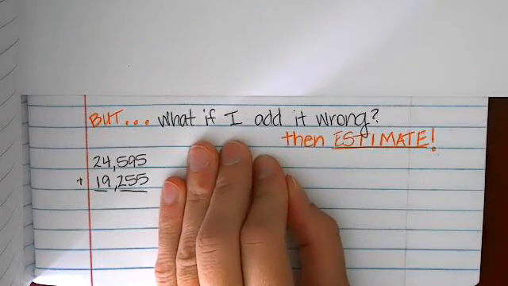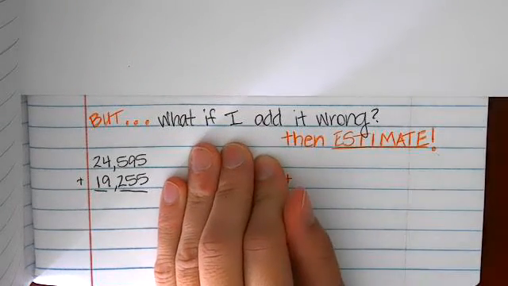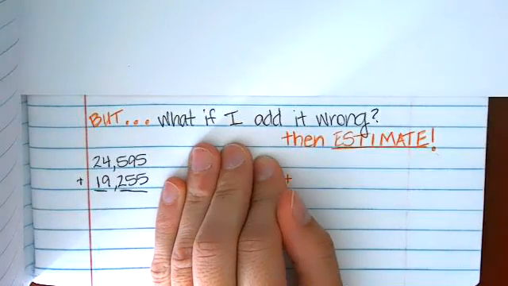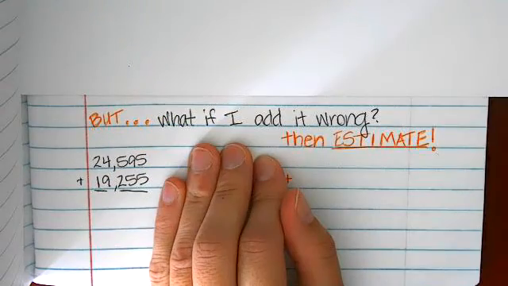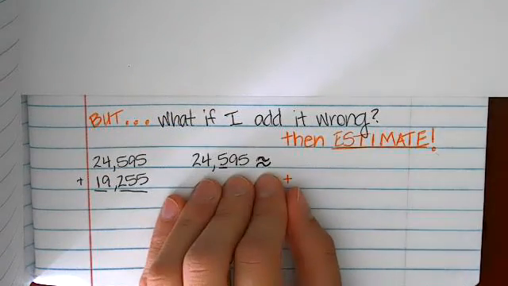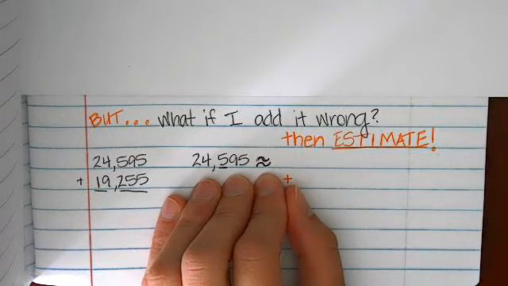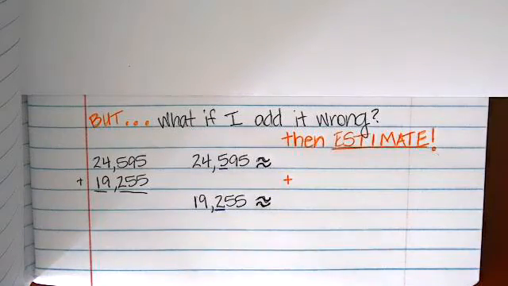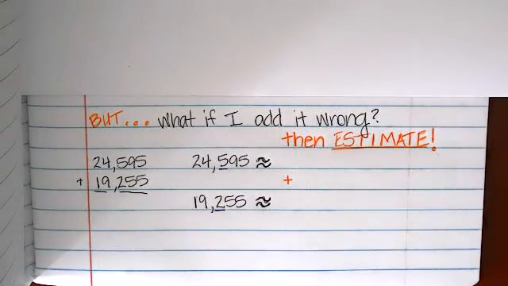So we have the numbers that we just did in our addition problem, 24,595 and 19,255. So I'm going to write these numbers off to the side. And I have to estimate. Estimating is like rounding. It is similar to rounding, but it is not always the same. So I found my place. I am going to round to the nearest 1,000, okay?